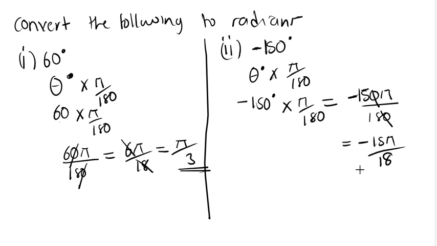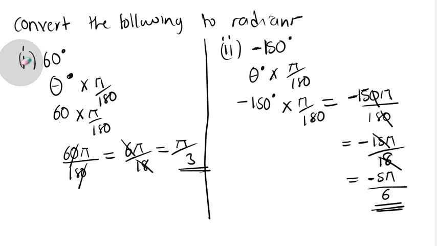Then we look for a number that divides into both. If I say 3 into 15, it is 5 pi, and 3 into 18, it is 6. That is how you answer this kind of question.